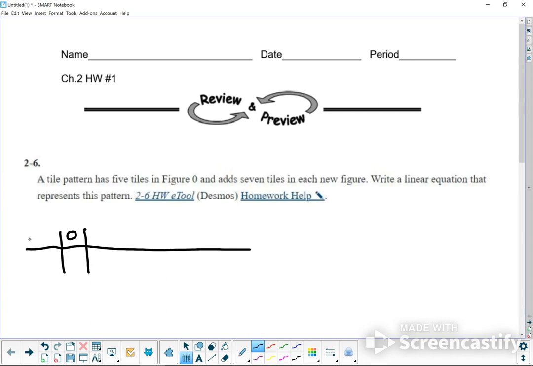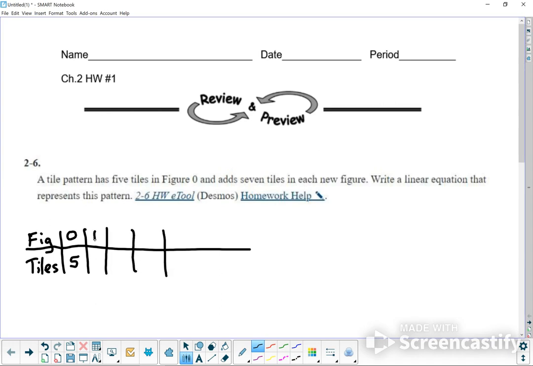So this is figure, and this is tiles. Figure 0 has 5. And add 7 tiles each new figure. Write a linear equation that represents the pattern. Okay, so actually we could do this, or we don't even need it. We already know the pattern.